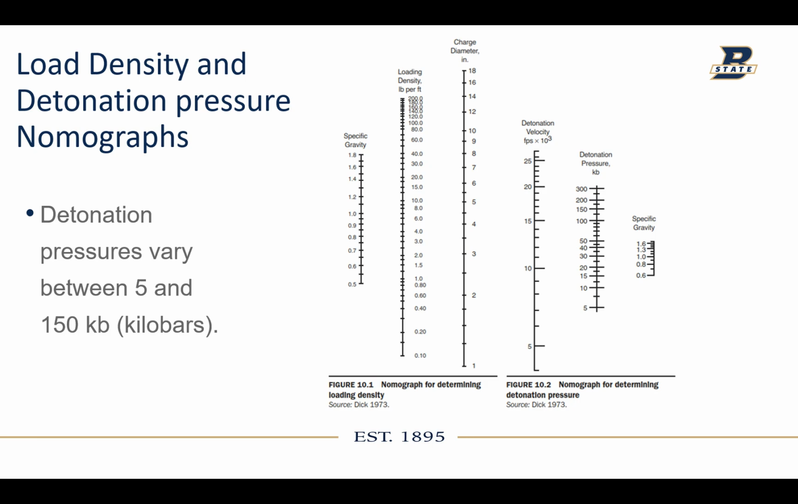And then charge diameter, right? So if you know the charge diameter and the specific gravity, you can just draw a line and get your loading density in pounds per foot. You can do the same also for detonation pressures, which will generally range between 5 and 150 kilobars, but you'll need to know your specific gravity once again and the detonation velocity with that, which can be calculated. So you can calculate the detonation velocity and then get the detonation pressure.